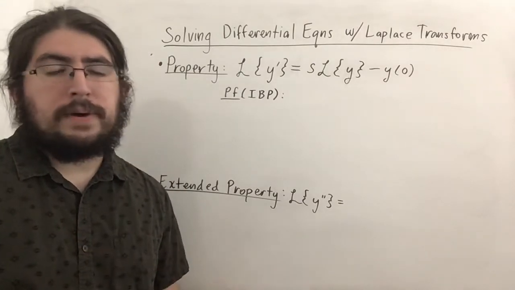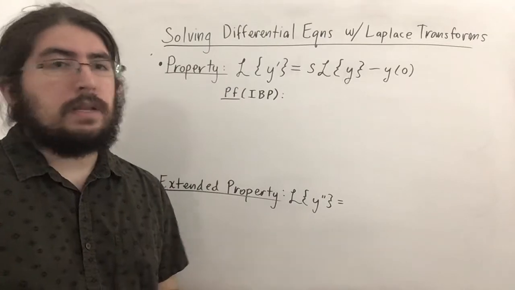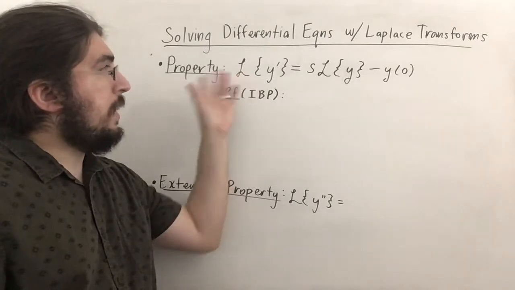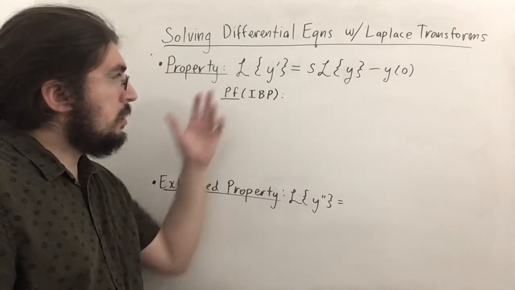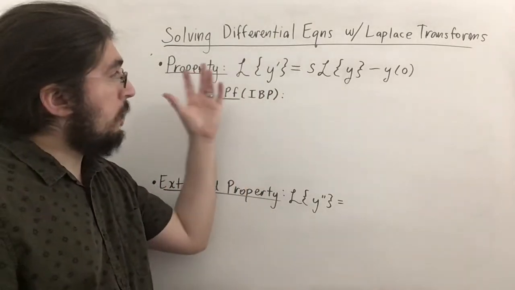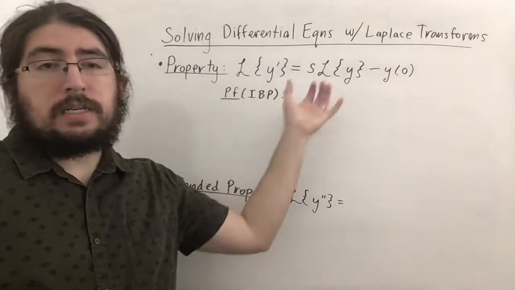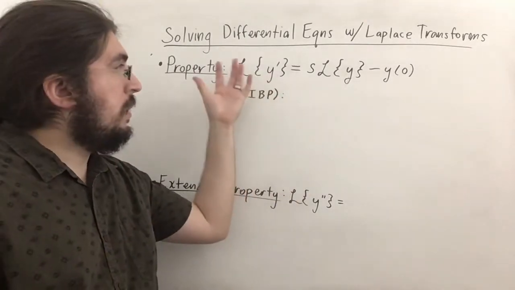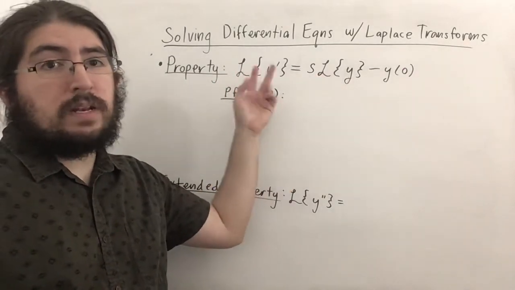I gave you some properties, and now we see the biggest property and why we care about the Laplace transform, and this is the property of the derivative of a function of t. So here y is a function of t, and we're going to find Laplace of y prime. Laplace of y prime is actually this. So there's a way to essentially solve for Laplace of y given Laplace of y prime.